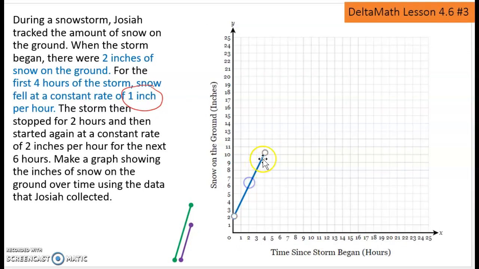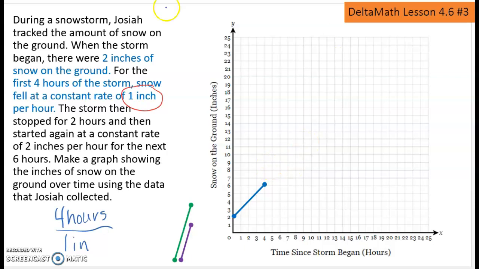So then the graph starts at 2 inches, gains 4 more inches over 4 hours. So over 4 hours goes 1 inch per hour, so that's 4 inches. So sometimes, as you see, I'm kind of muddling through this. I think it might have been easier for me to write down a rate. 4 hours over 1 inch per hour. So that means my time is going over 4 hours and my inches are going to go up 4 inches.